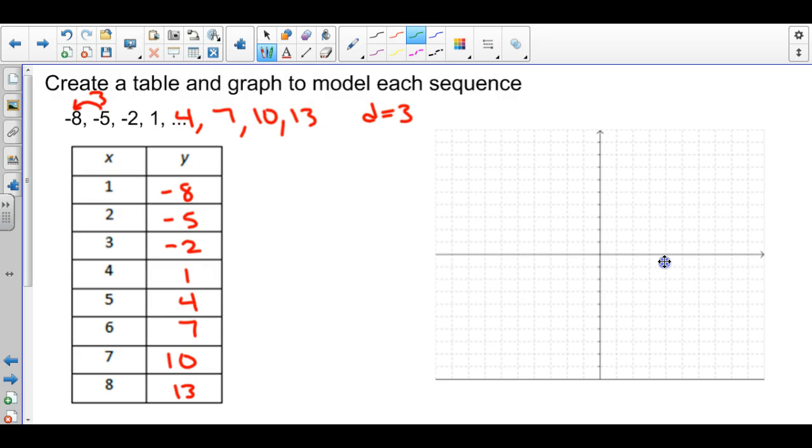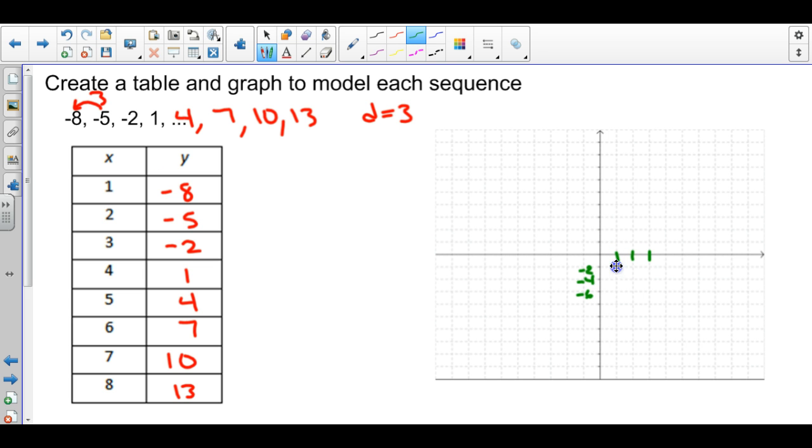Now I'm going to plot these points. Since 13 is going to be off my graph, I can probably count by 2s. So I'm going to call this negative 2, negative 4, negative 6, negative 8, and so on. So I'm going to count my y-axis by 2s, and I will count my x-axis by 1s. So these are just going to go 1 at a time.